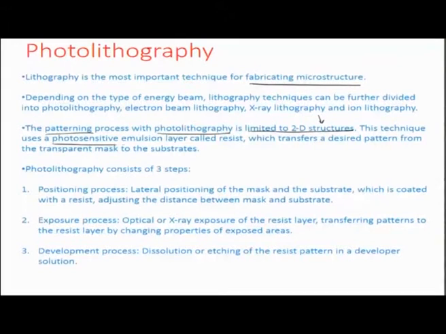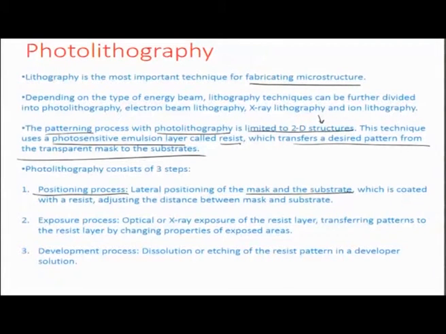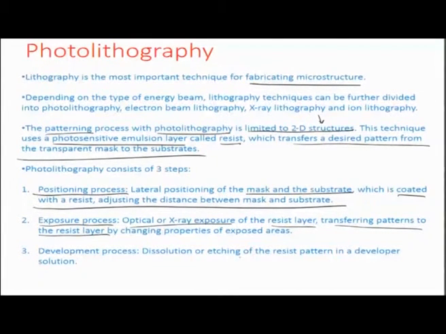The technique uses a photosensitive emulsion layer called resist, which transfers the desired pattern from the transparent mask to the substrate. As you probably recall, photolithography consists of the positioning process, where there is a lateral positioning of the mask with respect to a substrate being coated with resist. It is followed by adjusting the distance between the mask and the substrate so that there is no gap in contact lithography, particularly between the mask and the substrate. Then you do the photo exposure, where you use optical or X-ray exposure of the resist layers, transferring patterns to the resist layer by changing the properties of the exposed area.